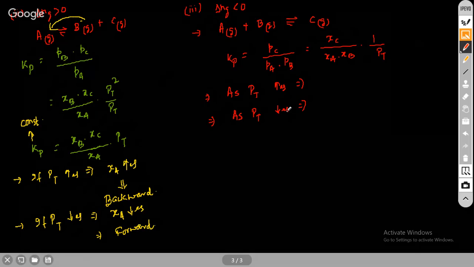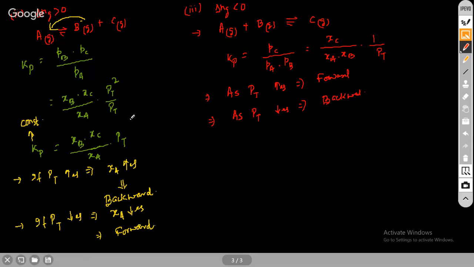Backward as P decreases, forward as P increases, and backward as P decreases. Okay, so if PT increases, obviously to maintain the ratio, XC should also increase, right? And XC will only increase when the reaction goes in the forward direction. So if PT increases, forward reaction is favorable, and if PT decreases, backward reaction is favorable. These are the two conditions here.